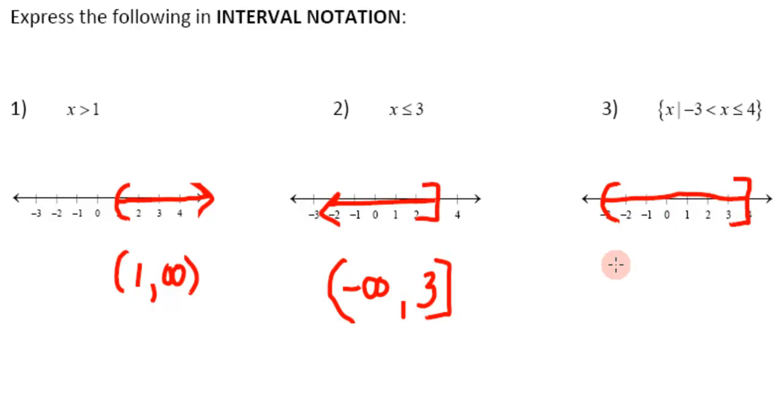Now what's nice about this is I just drop it down, parenthesis, bracket, negative 3, comma 4, boom, we have the interval notation.